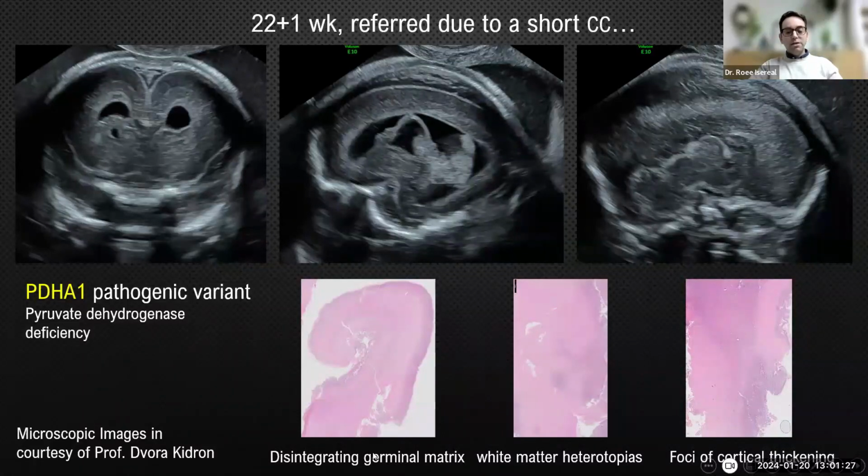And you can see here, there's a disintegration of the germinal matrix. You can see a heterotopia, which probably correlates to the abnormal lamination that we saw here. And there are foci of cortical thickening, marking the abnormal cortical formation in these cases.